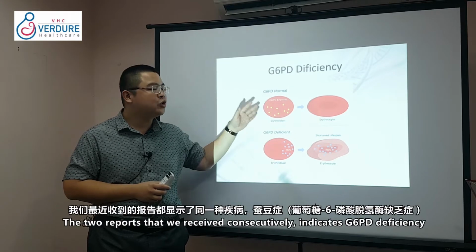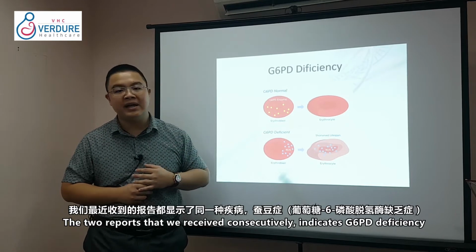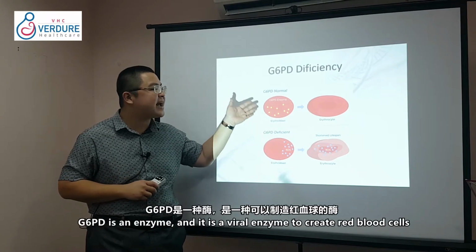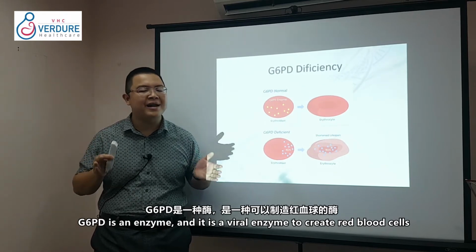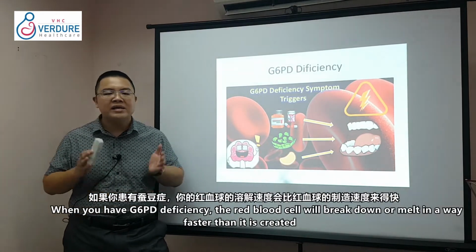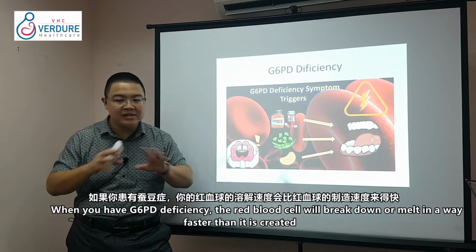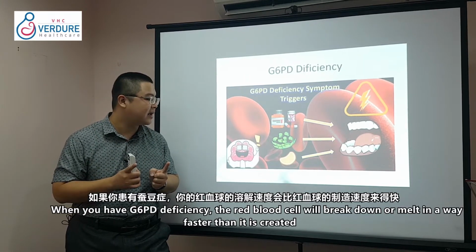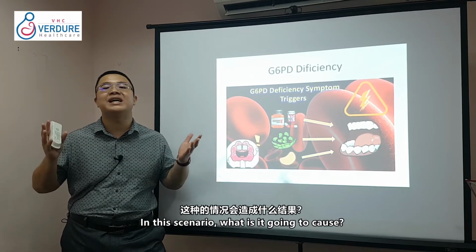Okay, so the two reports that we received consecutively indicate G6PD deficiency. So what's G6PD? It's weird. All right, so G6PD is actually an enzyme, and it is a very vital enzyme for red blood cells. So when you have G6PD deficiency, the red blood cells will be breaking down or melted away faster than red blood cells are created. Okay? So in this scenario, what's this going to cause? It's going to cause anemia.